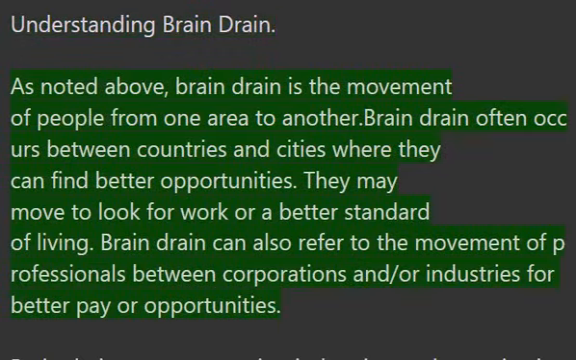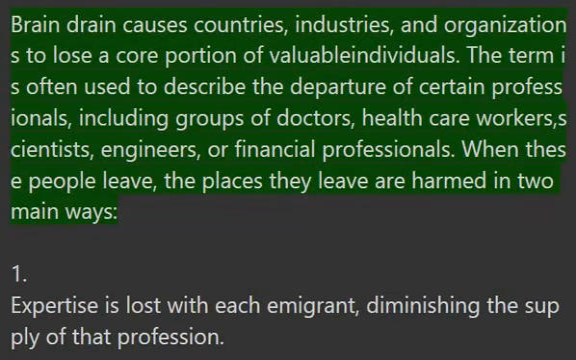Understanding brain drain. As noted above, brain drain is the movement of people from one area to another. Brain drain often occurs between countries and cities where they can find better opportunities. They may move to look for work or a better standard of living. Brain drain can also refer to the movement of professionals between corporations and or industries for better pay or opportunities. Brain drain causes countries, industries, and organizations to lose a core portion of valuable individuals. The term is often used to describe the departure of certain professionals, including groups of doctors, healthcare workers, scientists, engineers, or financial professionals. When these people leave, the places they leave are harmed in two main ways.